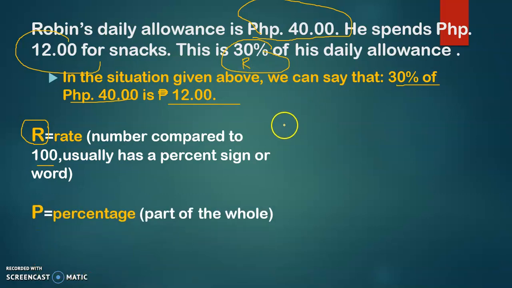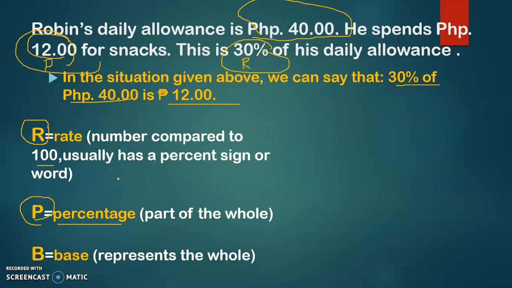Okay. Another one. Meron tayong tinatawag na percentage or the P. Percentage naman is the part of the whole. Parte ng kabuuan. That is the percentage. So, kung titingnan mo itong ating example, Robin's daily allowance niya ay 40 pesos. He spends 12 pesos for snacks. And 12 pesos is 30% of his daily allowance. So, makikita mo, itong 12 pesos na to, this is just part of the whole. Parte siya ng kabuuan. That is why 12 is our P or the percentage.